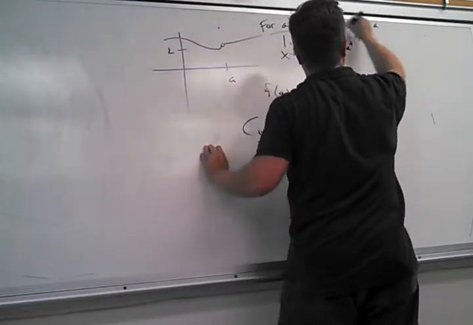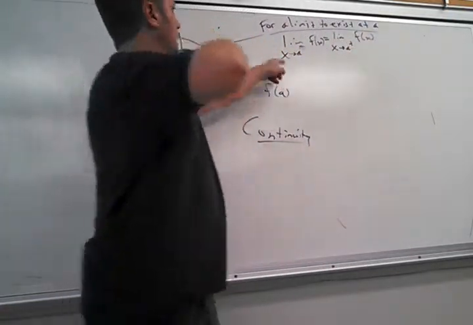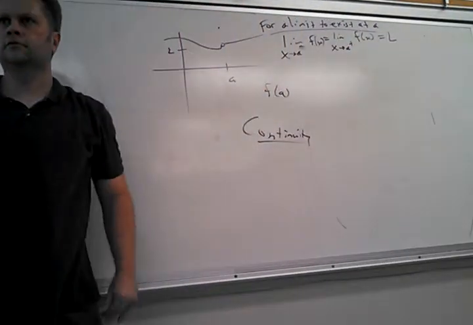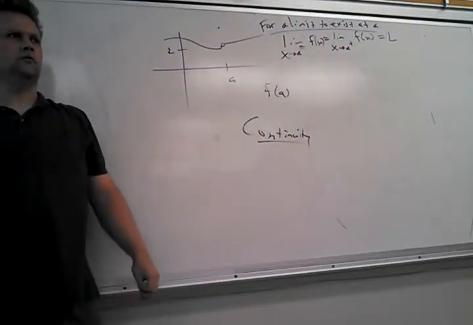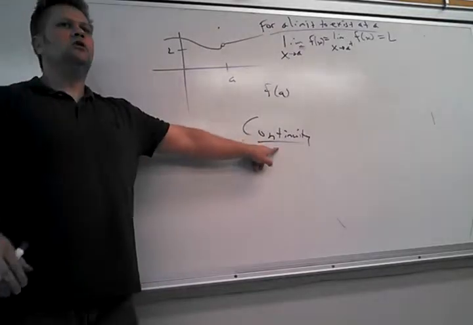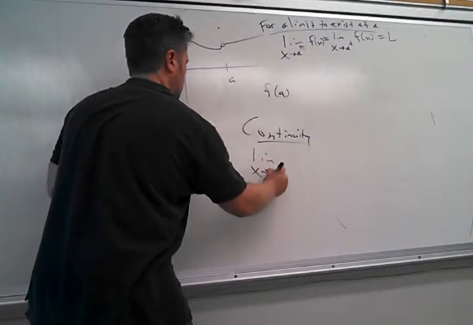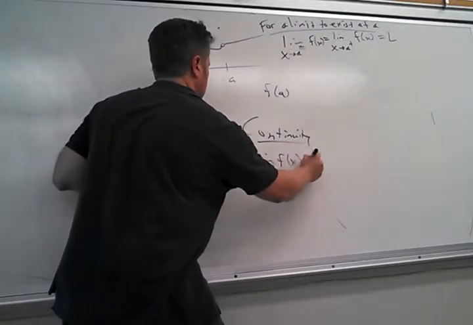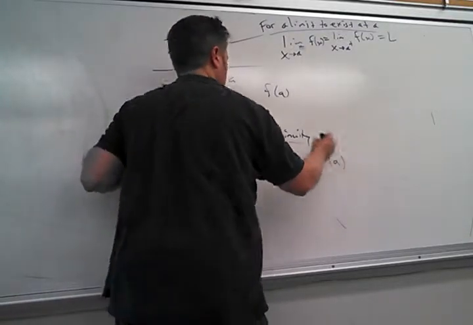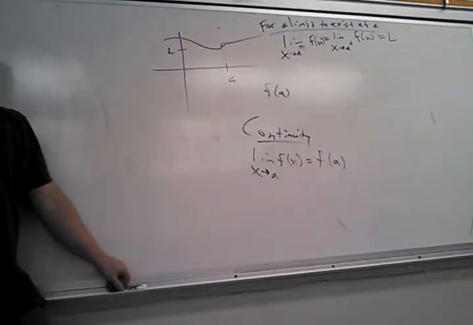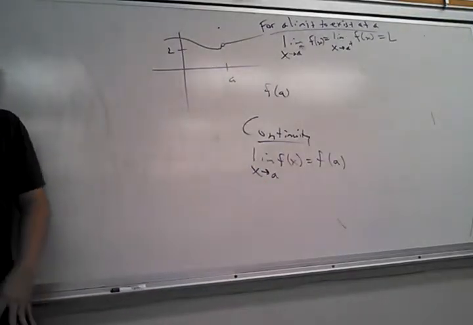For a limit to exist at A, that's all you need. You need that to equal some L, some finite number. For continuity, you have to have the limit as x goes to A of f of x equal f of A. Let me let you just absorb that for a minute. That one statement says a lot.